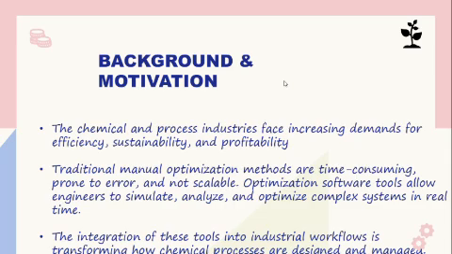Why is optimization becoming such a big deal? Well, industries today face increasing pressure to be more efficient, more sustainable, and more profitable. Traditional trial and error methods are no longer enough; they are too slow and unreliable. Optimization software allows us to model, simulate, and improve processes virtually. It helps engineers make smart decisions before anything physical is built, saving both money and time.